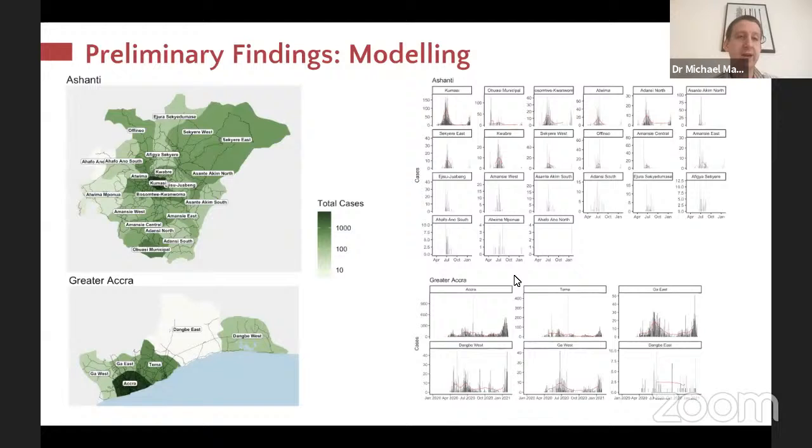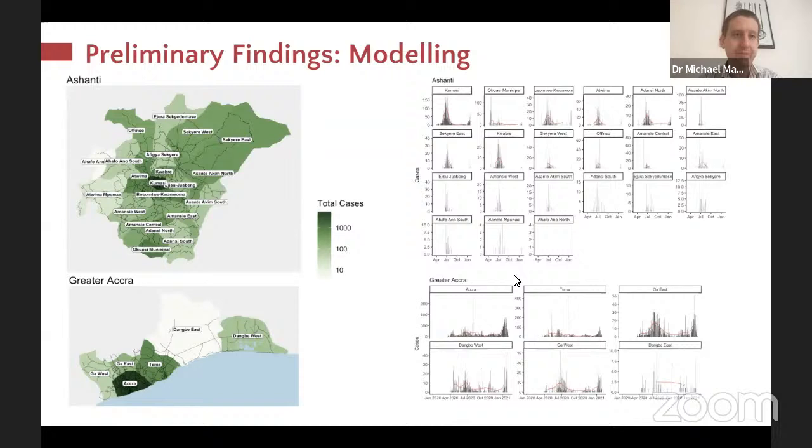On the right hand side, what you see are the individual area epidemic curves. We're still looking at this, but it appears that there may be different patterns. So for example, in Accra, cases go up first in Accra and then drift out into the surrounding regions, whereas there appears to be more contemporaneous spread from Kumasi into the surrounding areas of Ashanti. So suggesting that the transmission patterns or the mixing patterns may be different in those areas.